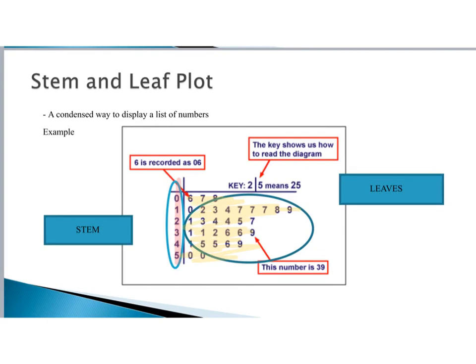Now, with your stem and leaf plot, typically you have a key, and again, the key is right here. The key is just going to tell you what the numbers are. So it says 2, and then the bar, and then the 5 really means 25. So if I were to look at this 2 and this 5, that tells me I have the number 25. And that's actually how you read a stem and leaf plot. And this is nothing more than another way to display a bunch of data points.